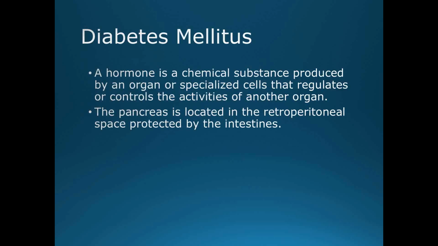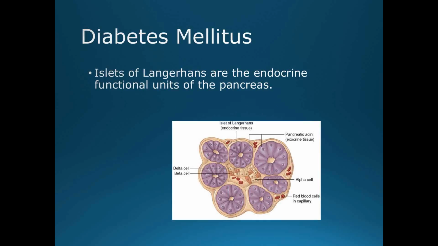Now, the particular hormone that we're going to talk about is actually created in the pancreas, and the pancreas is located in the retroperitoneal area. That retroperitoneal area is in the abdomen, but it's against the back wall of the abdomen. So it's on the back side, kind of back against the spine, and the intestines are in front and around that. So it's very protected by the intestines, and it sits and snuggles right back in there.